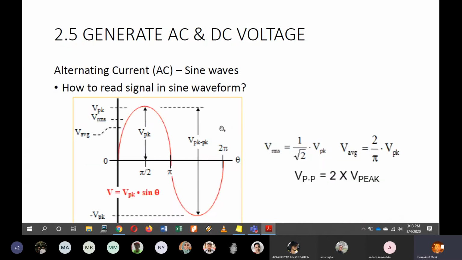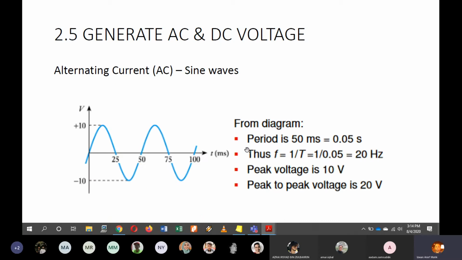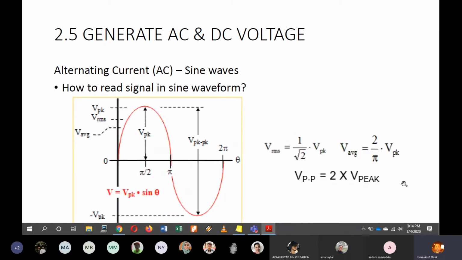Okay, so basically you just use this equation. VRMS is equivalent to 1 over square root 2 times V peak. So 1 over square root 2 is 0.707. You multiply it with V peak. So 0.707 times 10. So the VRMS is 7.07 volt. Okay, so basically there are equations for analyzing your waveform. It's just that they are only simple equations. If you look at them, the equations are short. Alright.